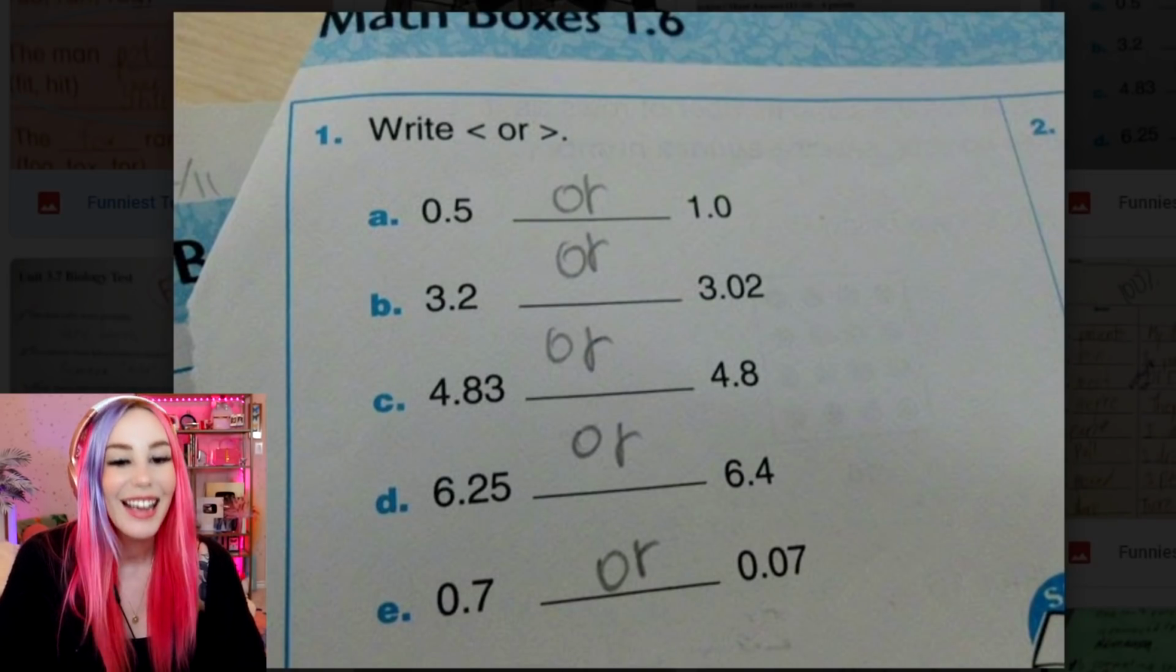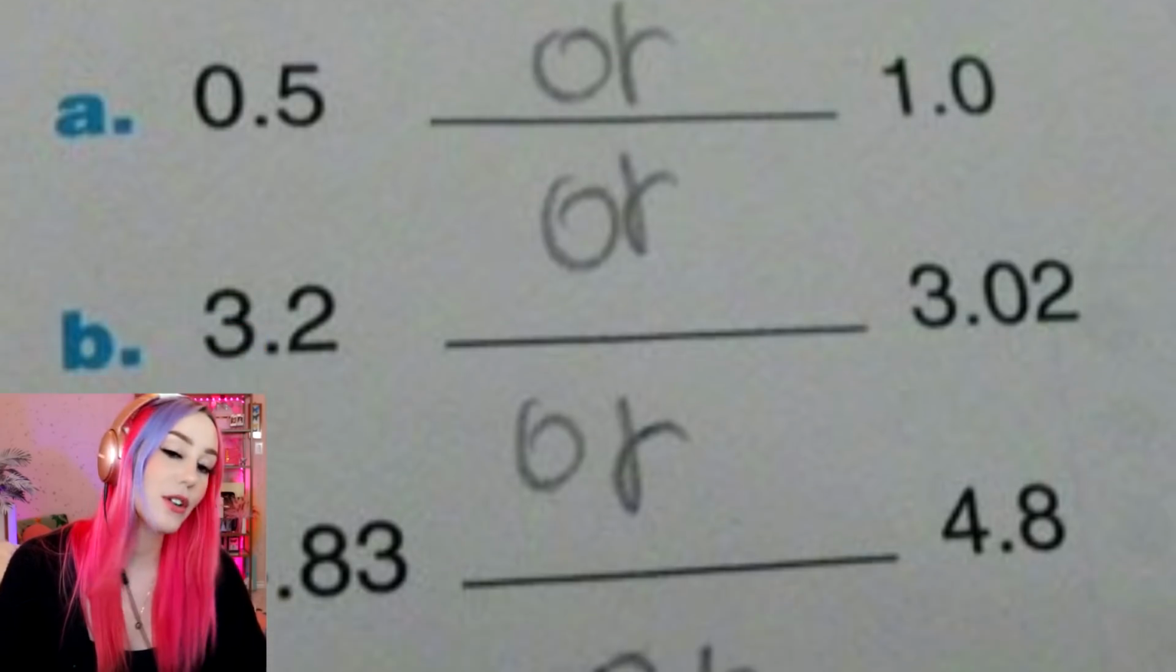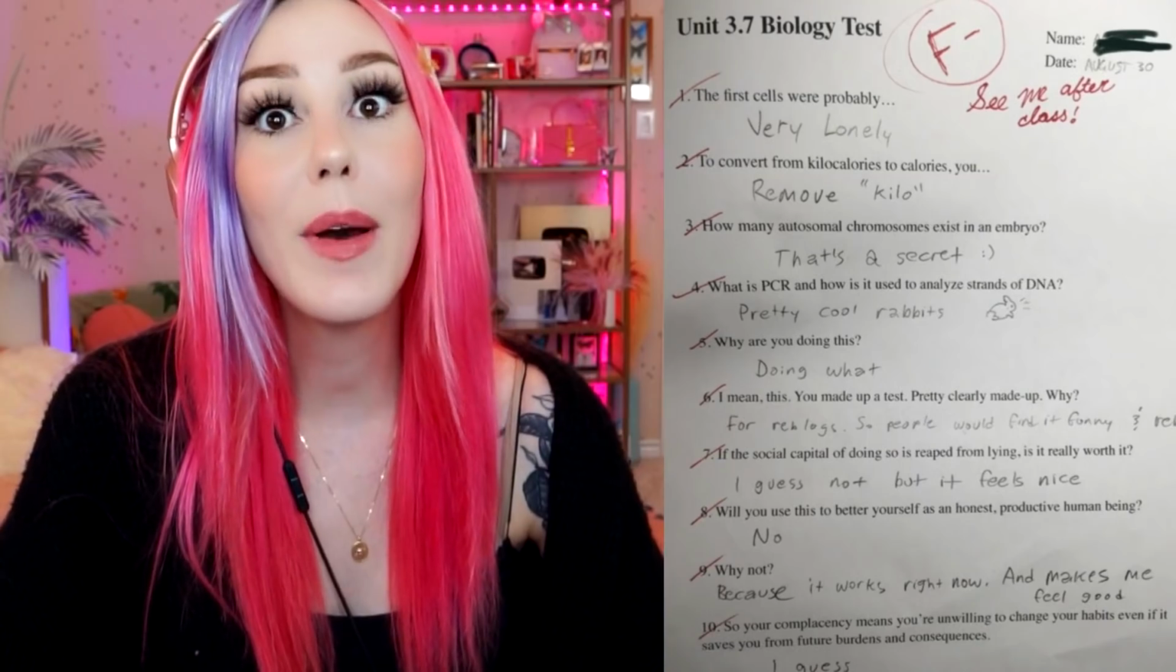Write a greater than or less than sign. Oh, he said write "or." He thought that they were quotation marks. So he just wrote "or" all the way down. Instructions were unclear, obviously.